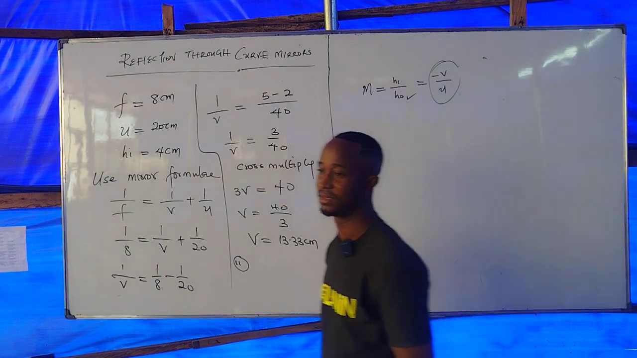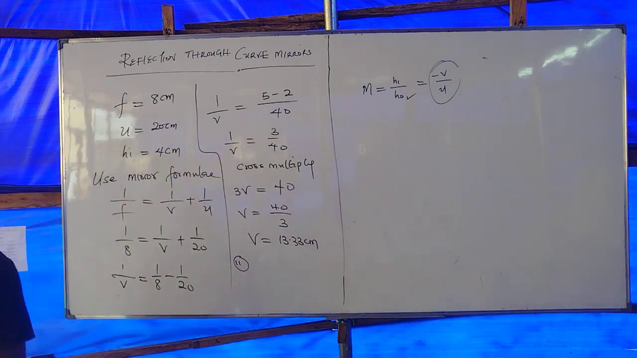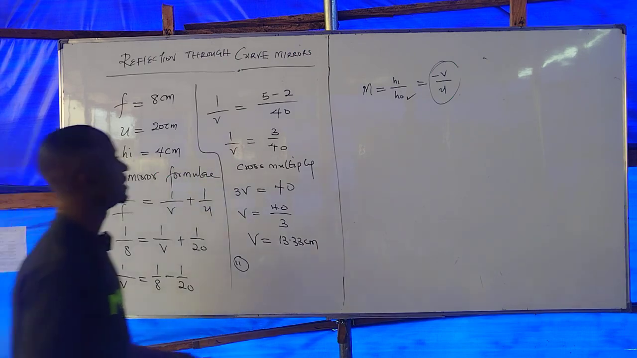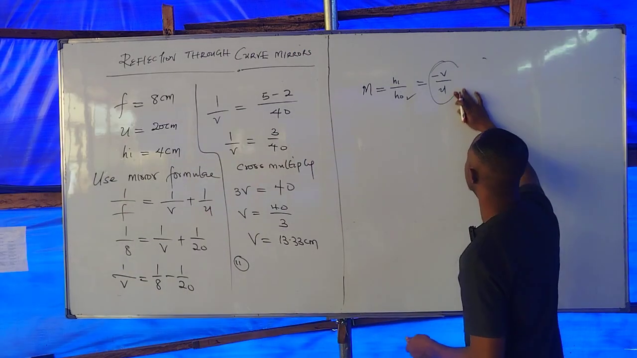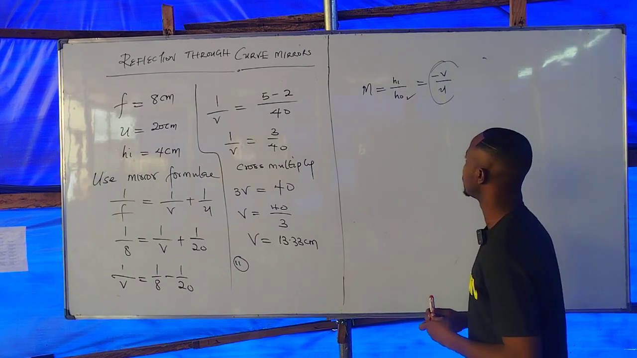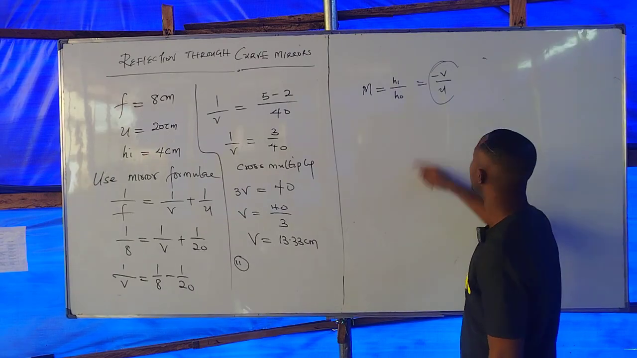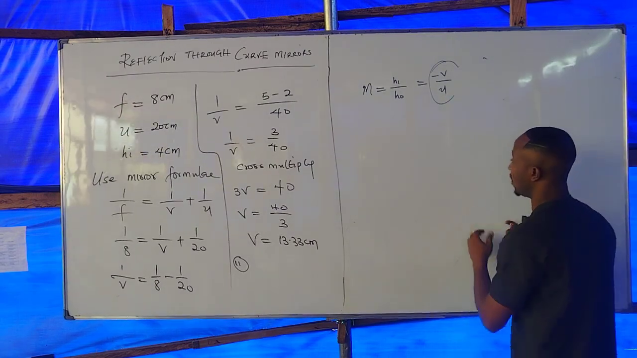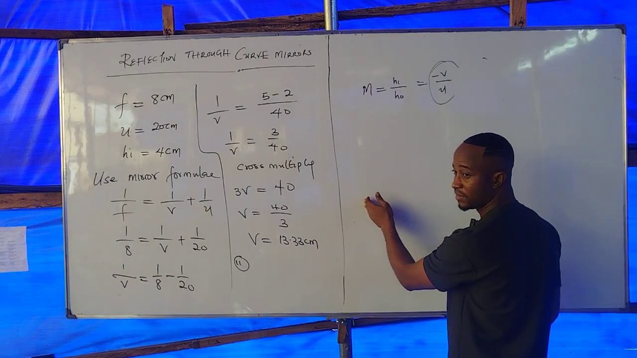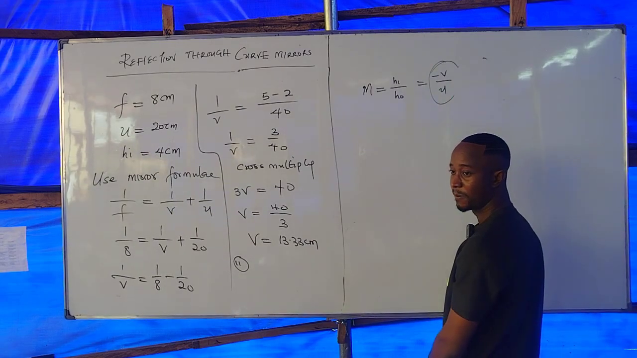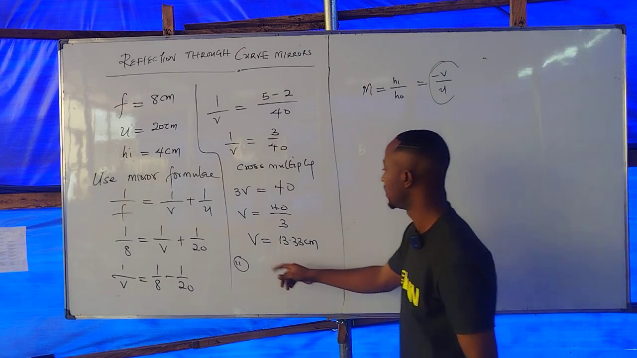U is also what? No, I'm not saying U is equal to HO. Your HO is the height of the object. Your U is the distance of the object from the pole of the mirror. They are not the same thing. Let me show you now. What's our V?